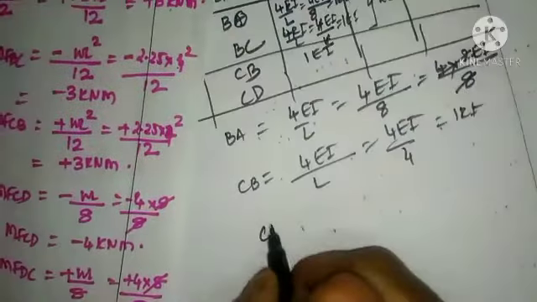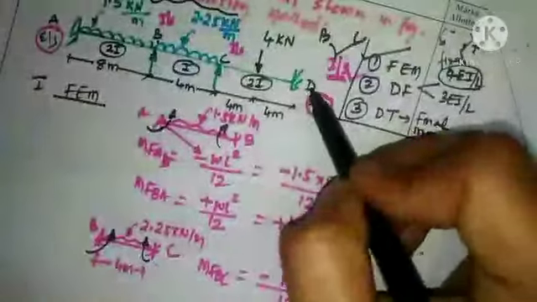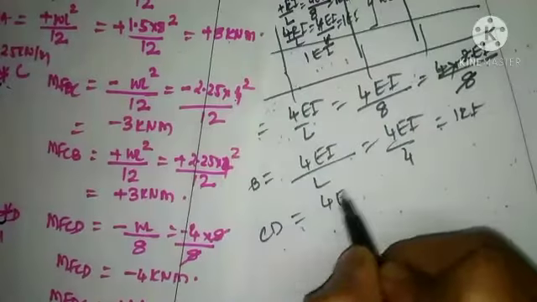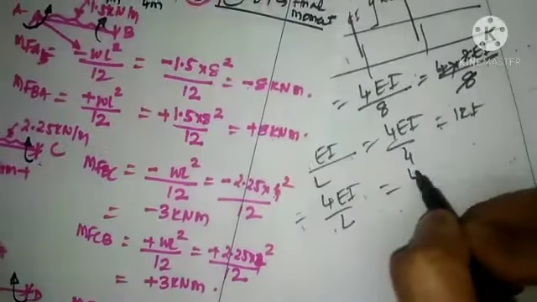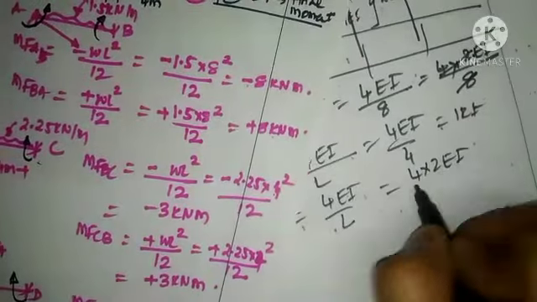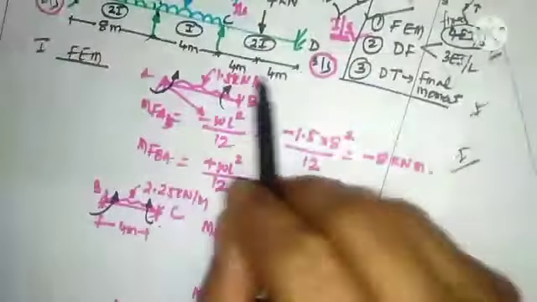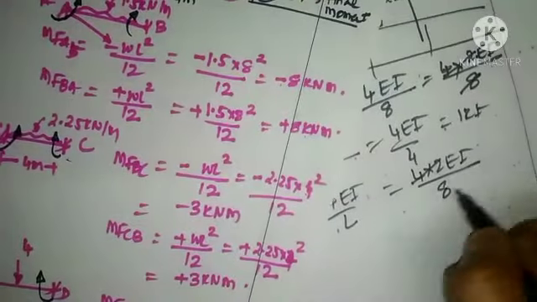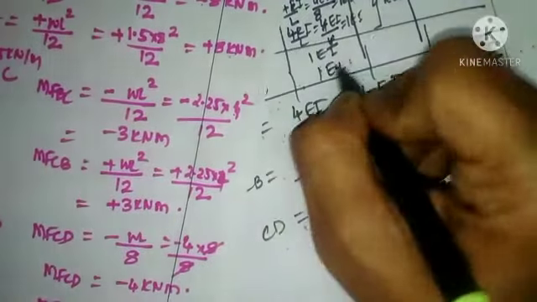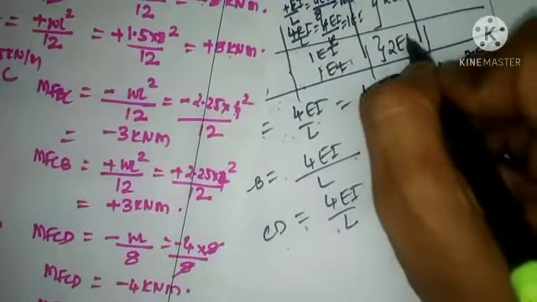Then CD. If we check CD, D is a fixed support. So again it is 4 EI by L and the EI value is 2. So it will be 4 into 2 EI. The length of the span of the beam is 4 plus 4, which is 8. 4 to the 8. So in total it will be 1 EI. Total stiffness will be 2 EI.